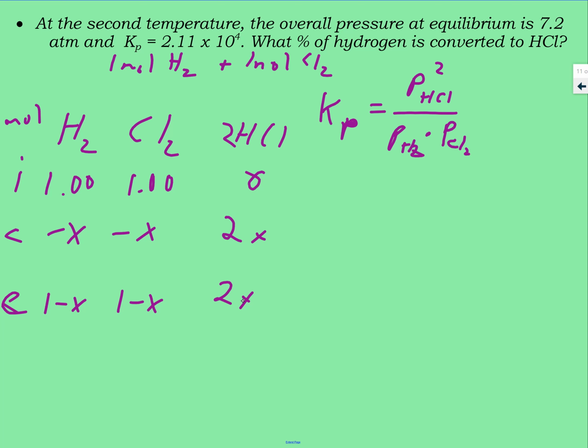This is going to give us our mole ratio. And since there's the same number of moles of gas on the left and on the right, we don't have to worry about anything. We can just plug it into our Kp. That's really nice. 2.11 times 10 to the 4th equals 2x squared over 1 minus x times 1 minus x. That's going to be fun. It looks like a quadratic equation, so we can solve through and get x.